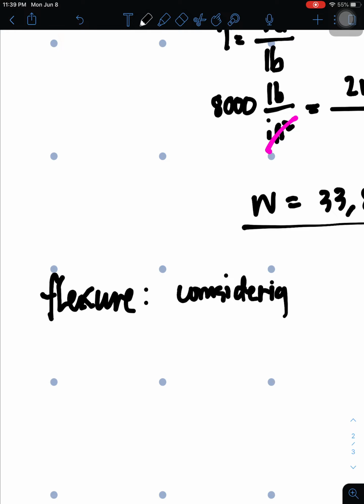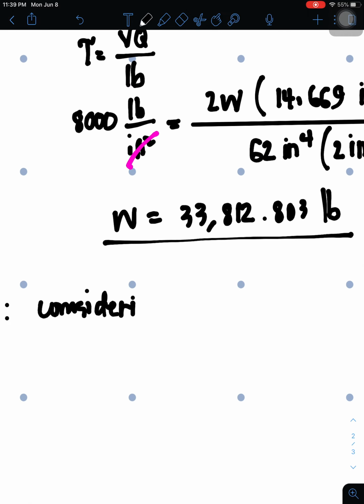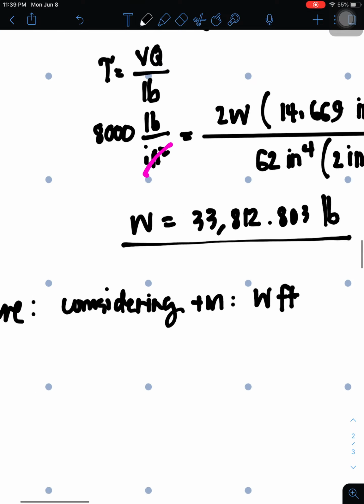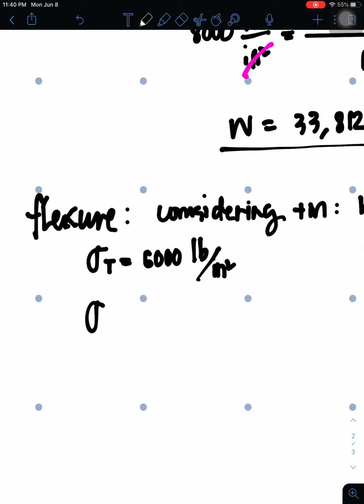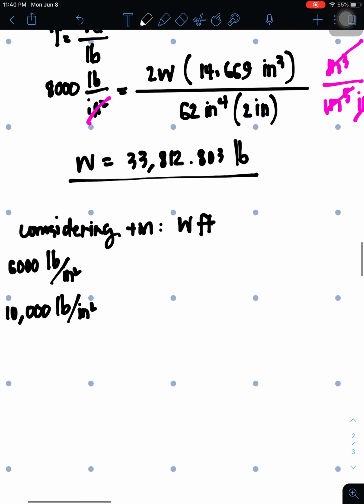Considering positive moment, for positive moment it's W feet. For flexure, for tension it's 6,000 pounds per square inch, and for compression it's 10,000 pounds per square inch. Remember that we're using a positive moment. So let us describe the fiber.